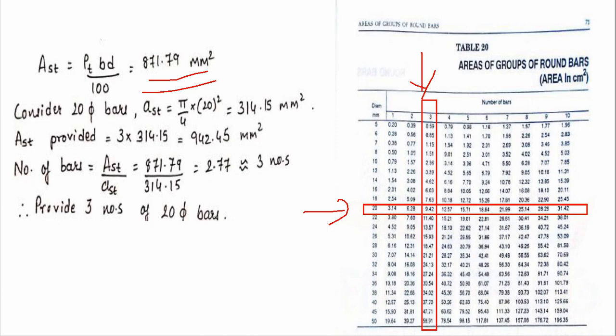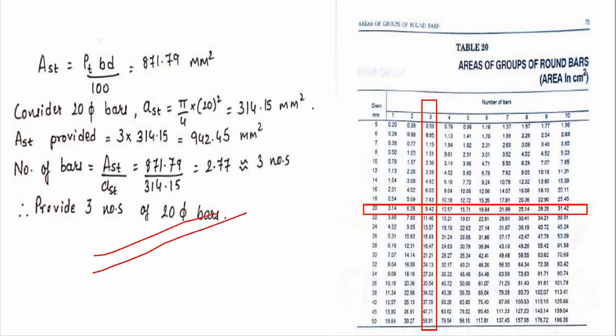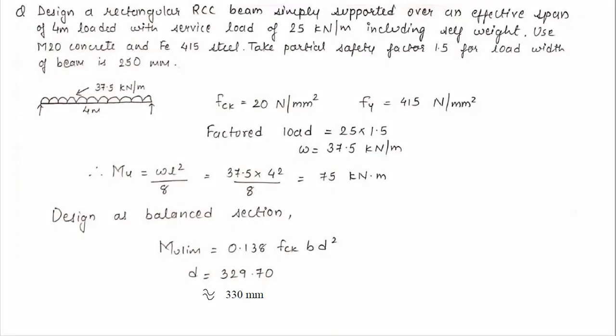Last time we assumed the value to be 20, and now we have proved why the optimum value is 20. During the examination also the steel table is allowed, so this will be a less tedious process and will consume less time for you all. So kindly refer to the steel table for providing Ast, that is steel content. Clear? Moving on to the next example.